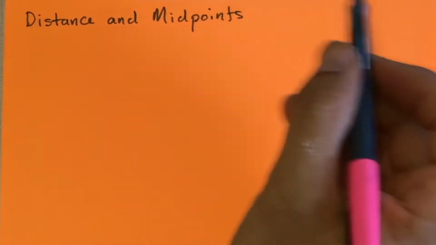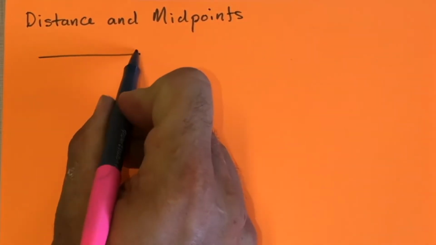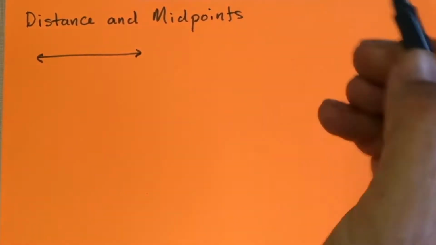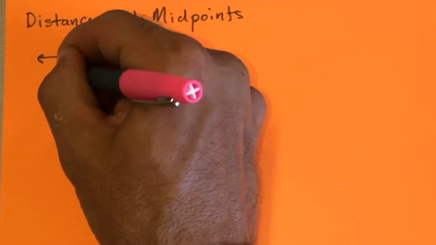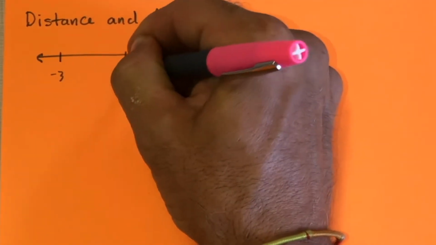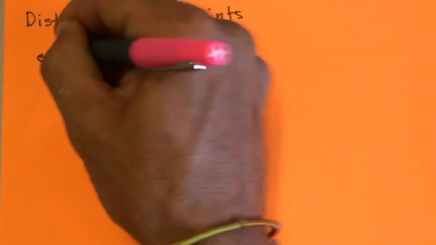Today we're going to be talking about distance and midpoints. First, we're going to discuss a little bit about distance along a number line. Just give you a couple simple points and coordinates here.